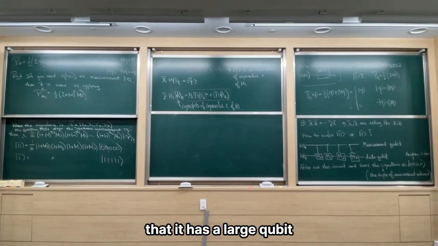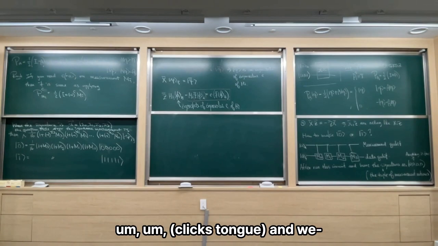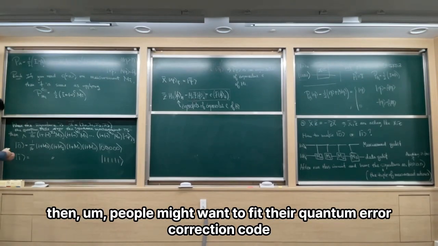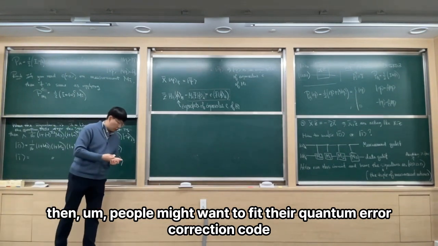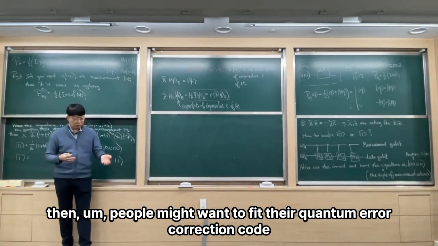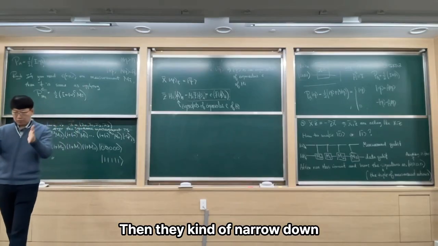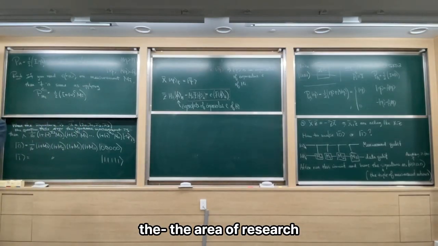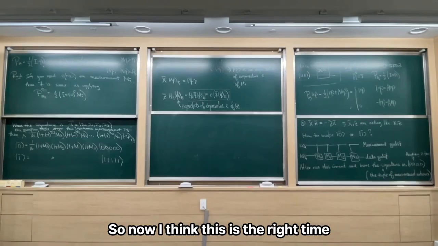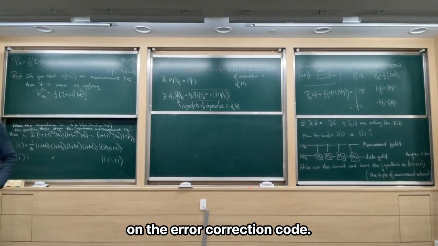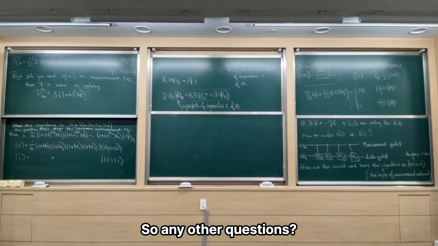Once some company or someone makes a quantum computer which is quite good, which means that it has a large number of qubits and also scales up, then people might want to fit their quantum error correction code into that quantum computer. Then it narrows down the area of research on quantum error correction. So now I think this is the right time if you want to pursue some research on error correction code. So any other questions?